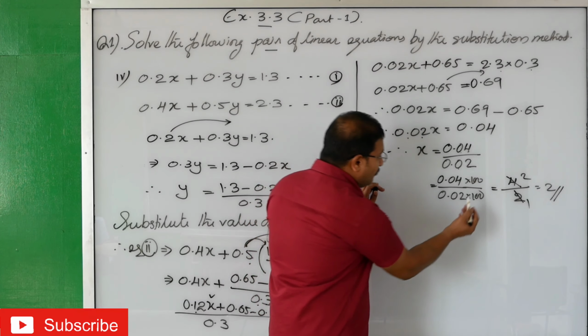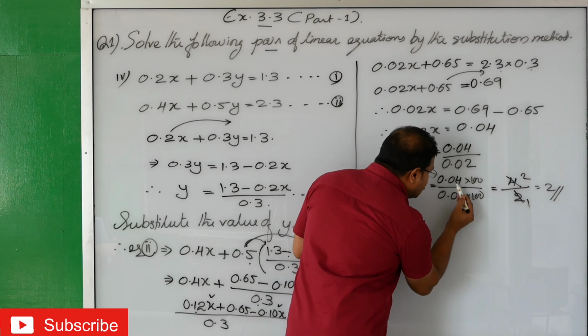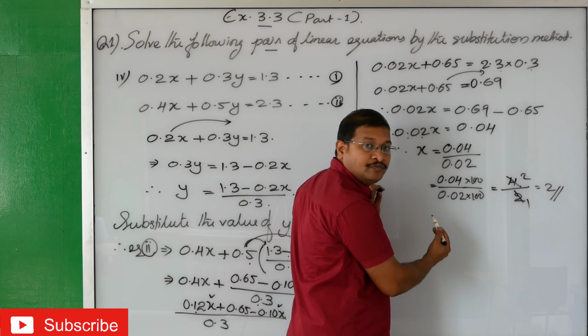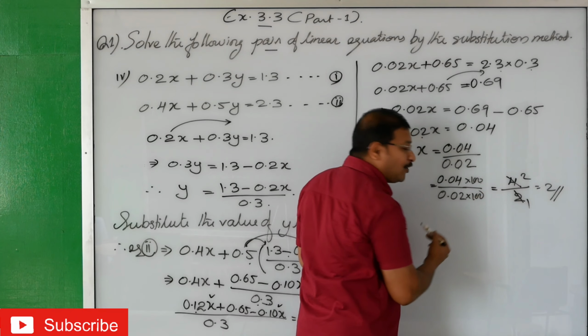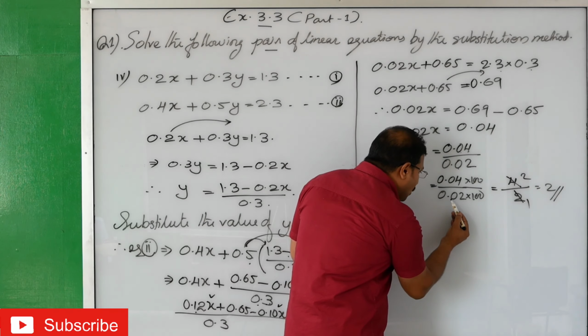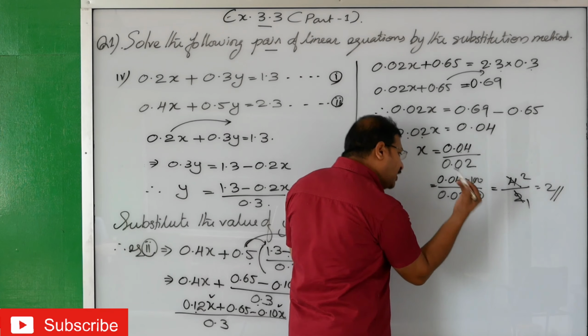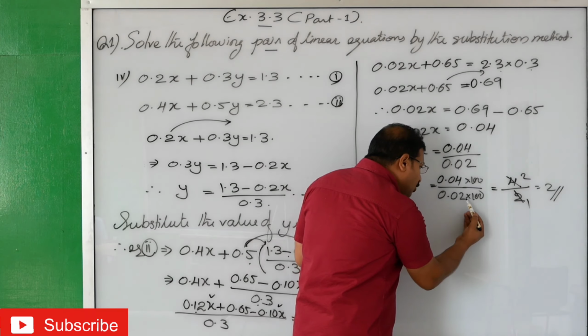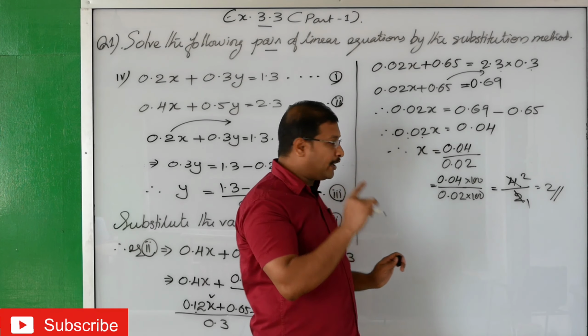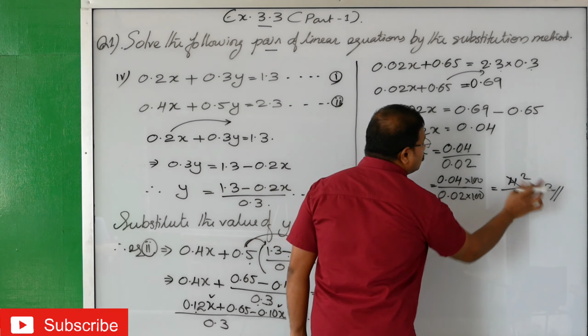See what we have done? When you multiply with 100, these 2 digits, that point will be removed. That means 004 means only 4 will be there. And when you multiply 0.02 into 100, this point will be removed. You will get only 002, which means 2. Okay. So the value of x is 2.